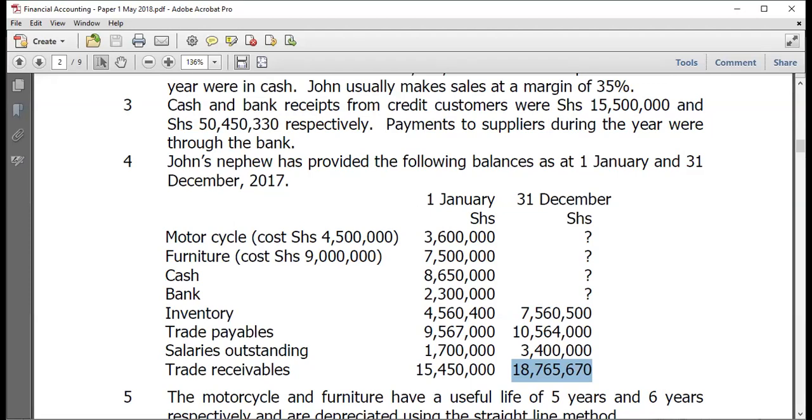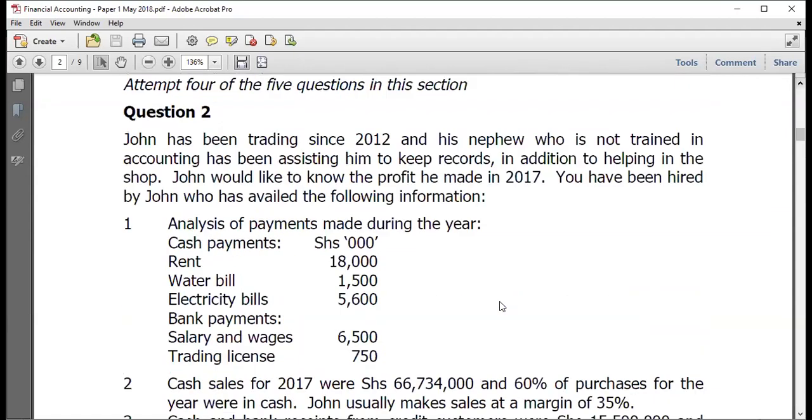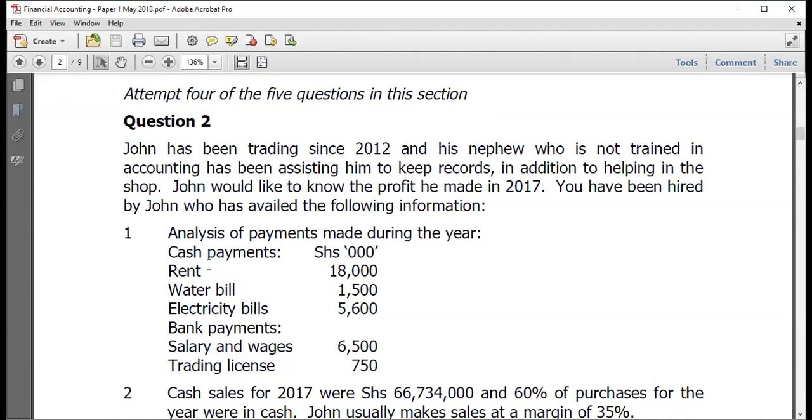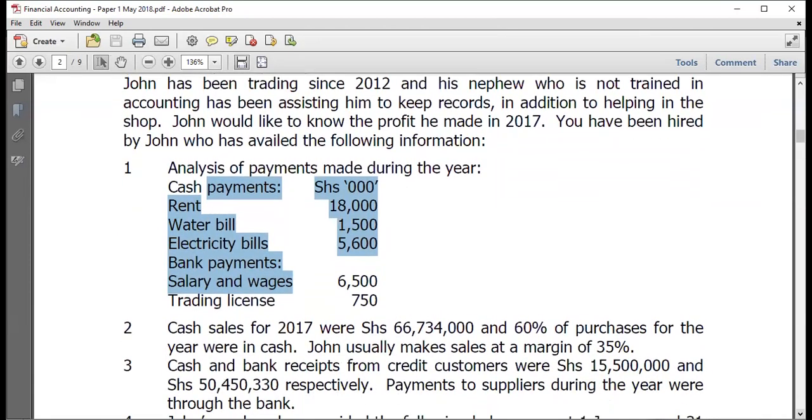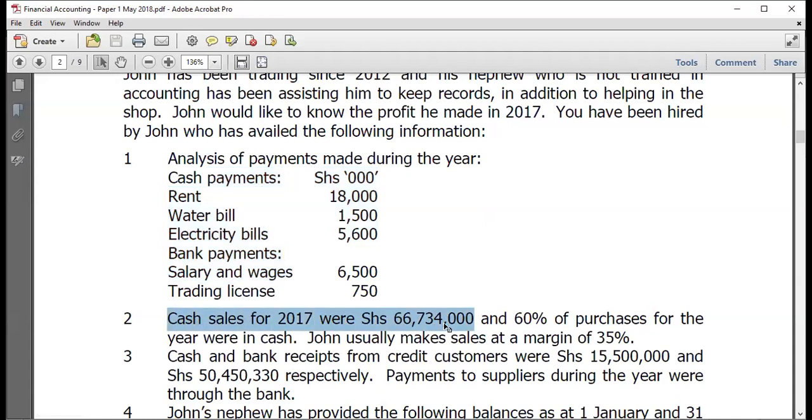So I'll just move up from the start of the question, okay? So cash payments, here I don't have anything that relates to the other side. Cash sales don't affect the debtors control account because they are direct cash sales. We just sold them directly, okay? And then they are telling us that 60% of the purchases were for cash. Now, this one I'll still not take for now because I don't have the purchases right now, but I'll find them, okay? Now they're telling me that cash and bank receipts from credit customers was 15 million and 450.